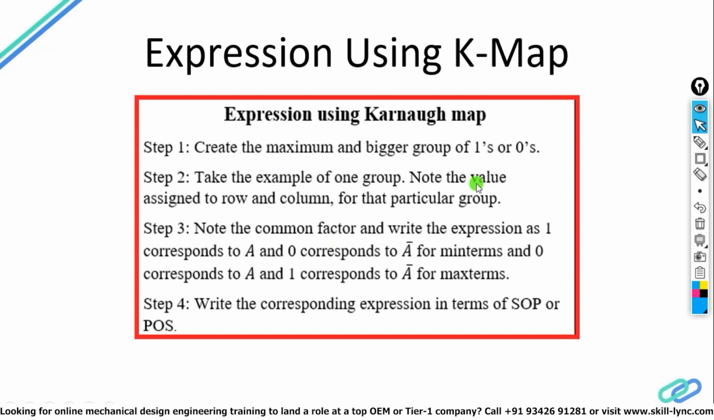So after making a bigger pair of ones or zeros, take the example of one group. Take out one group, and then in the same way look at the variable C at the left side and at the top side. Okay, so whatever the common factor is, write it. If 1 is there, write A. If 0 is there, write A bar, in case of min terms. In case of POS, the opposite will happen, that is, 0 corresponds to A and 1 corresponds to A bar in case of max terms. After that, you will write the corresponding expressions in terms of SOP or POS.